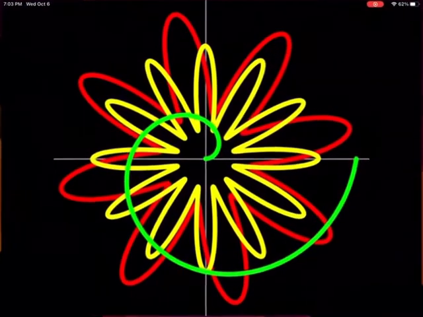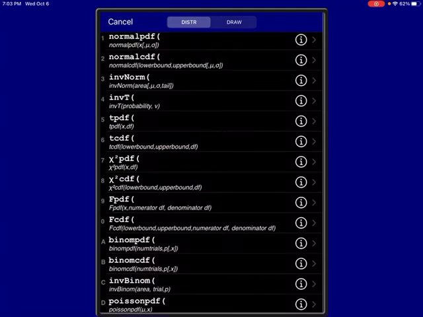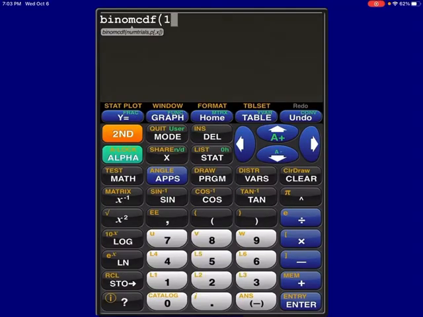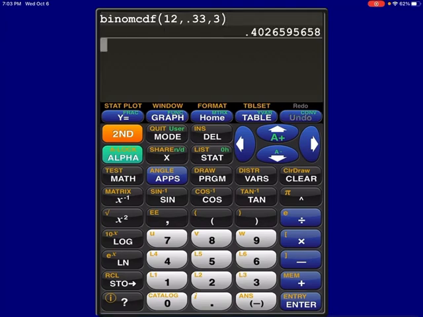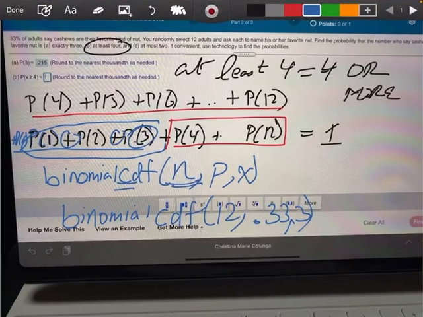So let me show you how I'm going to do this on my calculator. I'm going to come over here, let me clear all this good stuff out. I'm going to go second, vars. Binomial CDF, y'all, is the third one from the bottom. It's choice B on my calculator app. I'm going to go 12, comma, 0.33, comma, 3. And I'm coming up with like 0.40265, something like that.